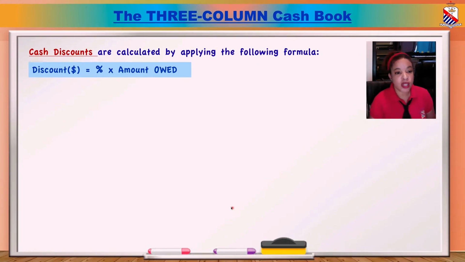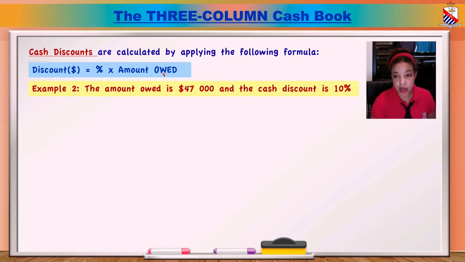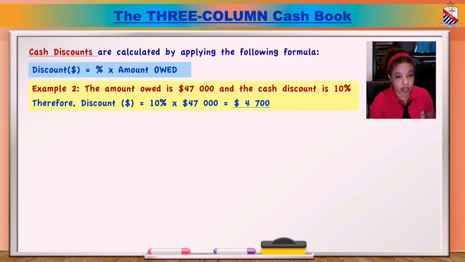So let's just do another example. Once again, percentage amount owed. So once they give you the amount owed, which in this case is $47,000, the cash discount is 10%. What is the dollar value? The dollar value will be 10% of the amount owed, $47,000, which means your cash discount will be $4,700.